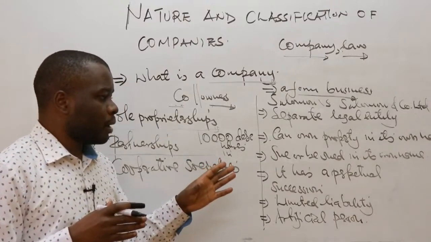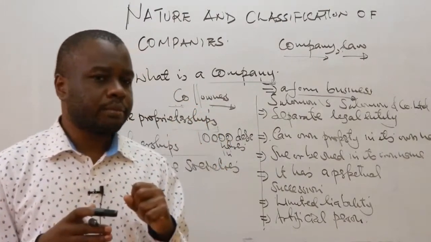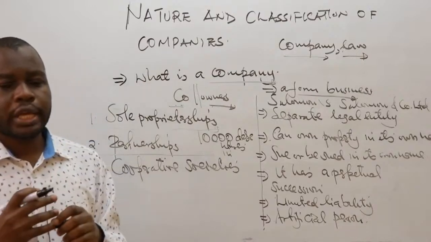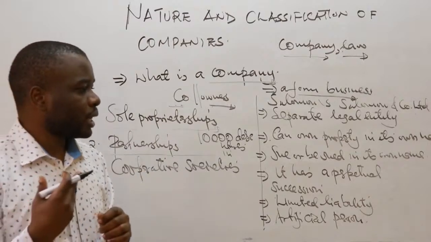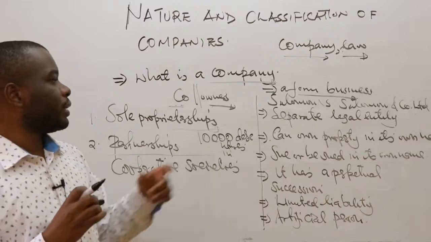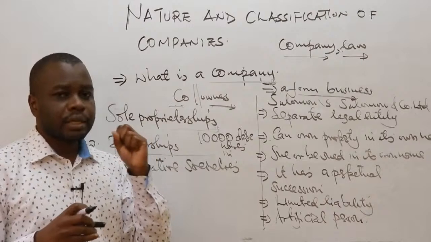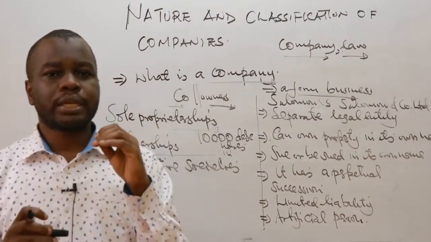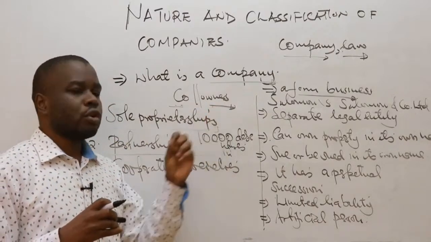Then we are talking about the company being able to sue or be sued in its own name. Any person can bring an action before a court of law in the name of the company, or the company could decide to bring an action against any other person in a court of law in its own name and not in the name of the owners or the shareholders. So the company itself can go to a court of law and bring a case in its own name and not in the name of the owners of the company.